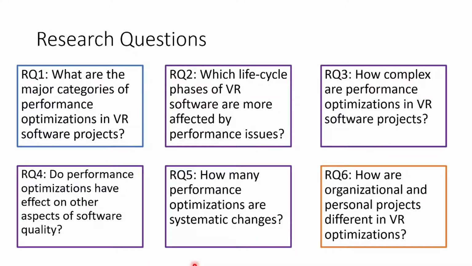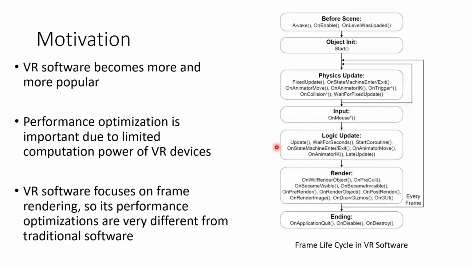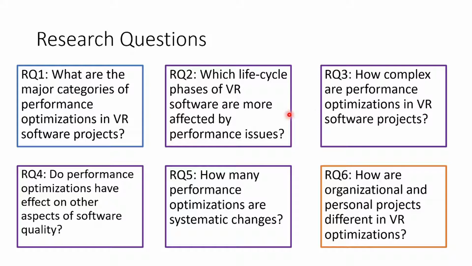We asked these 6 research questions. The first one is, what are the major categories of performance optimizations in VR software? The second one is, which life cycle phases of VR software are more affected by performance issues? So basically, these performance optimizations, which life cycle phases in this frame life cycle are they fixing?